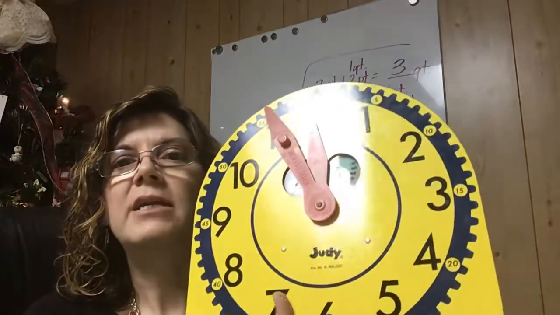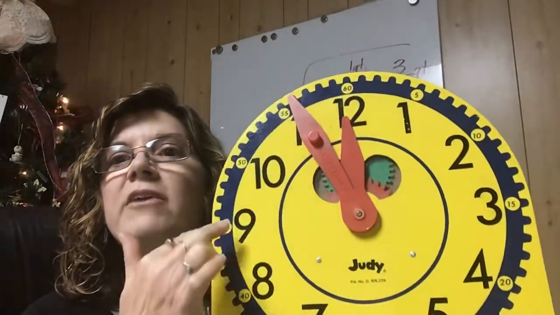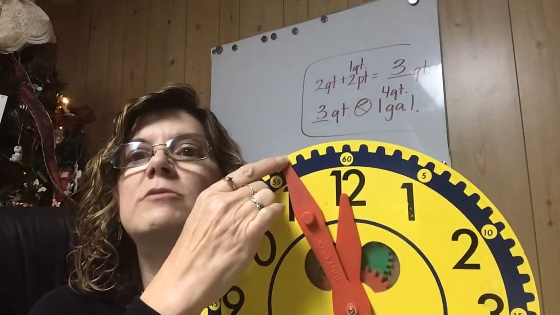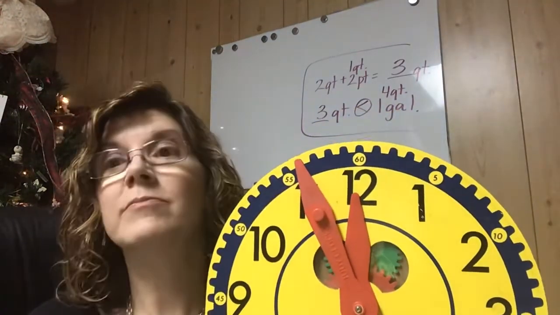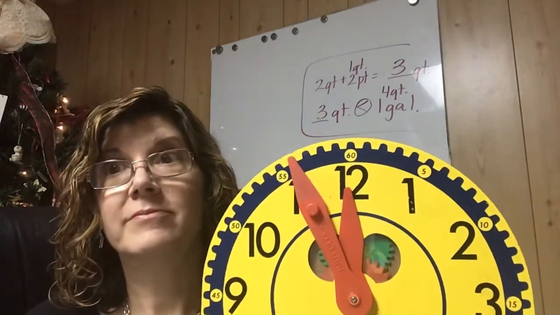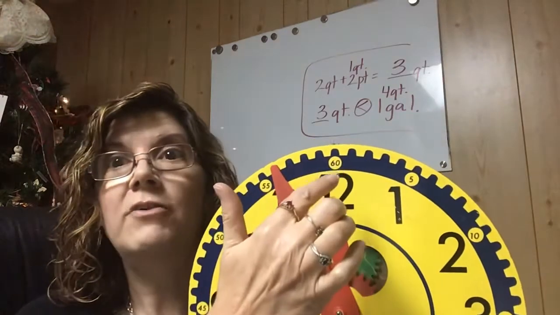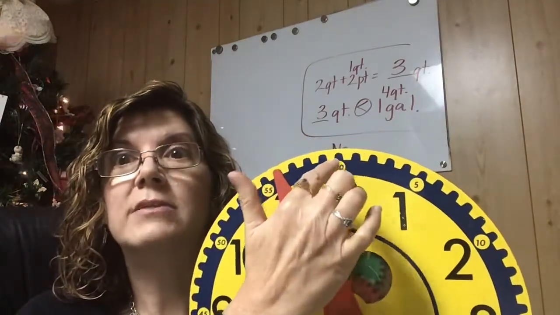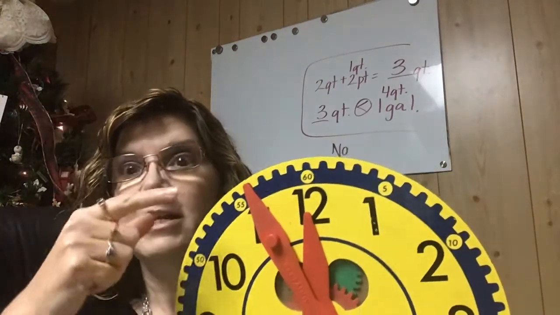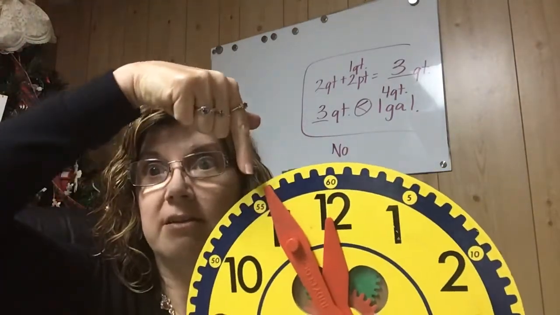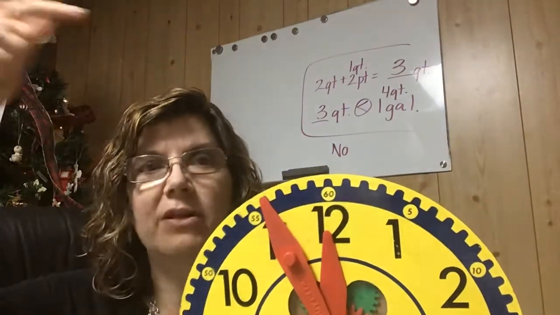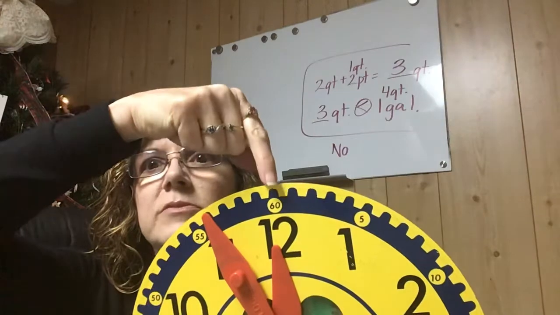5, 10, 15, 20, 25, 30, 35, 40, 45, 50, 55. It's not right on the number, so this would be 56. 11:56. Not at the 12 because it's not all the way up to o'clock yet. So it's still at 11 even though it looks like it's at the 12. The reason for that is 56. Is 56 more than 30? Definitely. So we've got to count backwards.